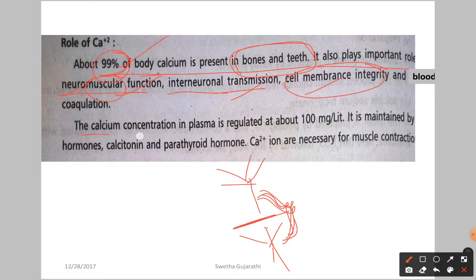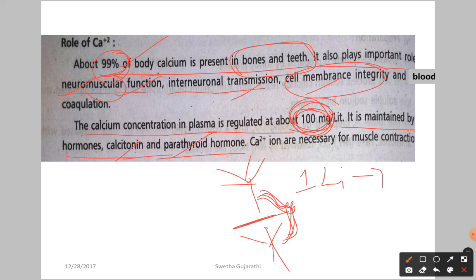Next, calcium concentration in plasma is regulated at about 100 milligrams per liter. This means if you take 1 liter of plasma, it has 100 milligrams of calcium ion. It is maintained by hormones like calcitonin and parathyroid hormone. So how is it maintained? By using two hormones. What are those hormones? Calcitonin and parathyroid hormone.